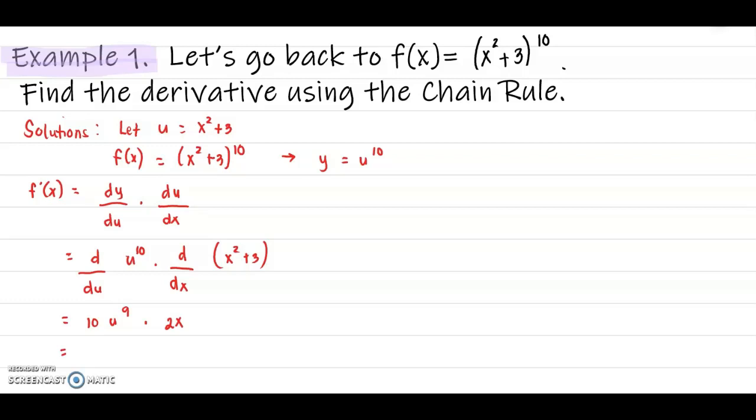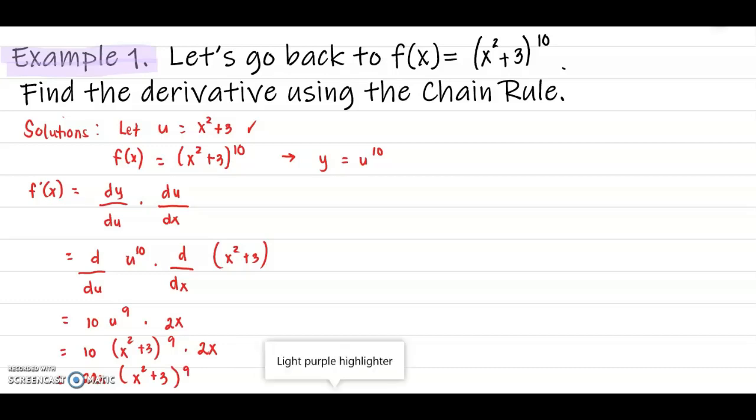Next step, we substitute our value of u that we first defined. So we have 10 times the quantity (x^2 + 3) raised to 9, times 2x. Multiply, so you have 20x times (x^2 + 3)^9. And that's already our f'(x). That's already our derivative. That's your final answer.